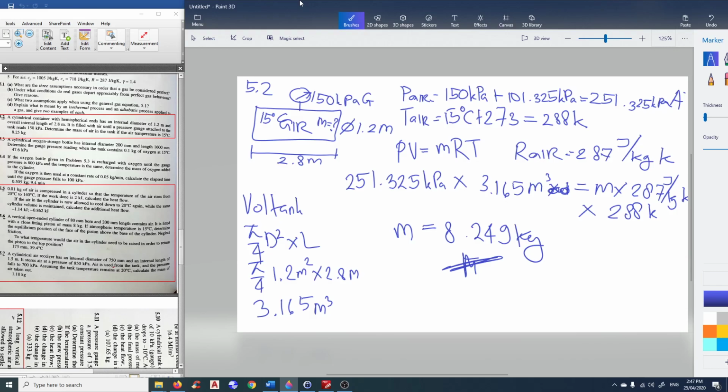Okay. I will skip 5.5, 5.6 is similar, 5.7 similar. Let's do 5.12.